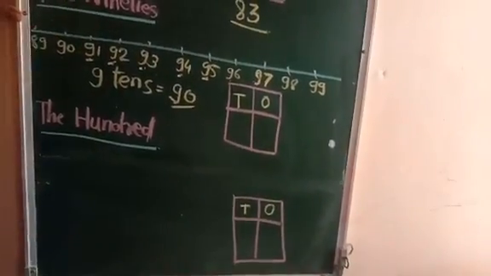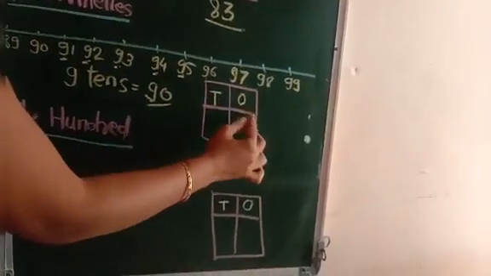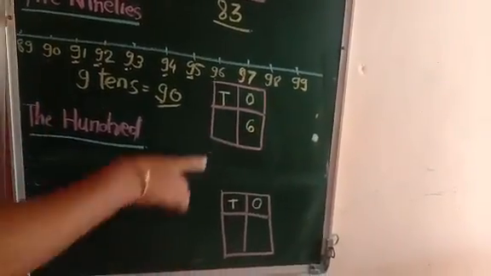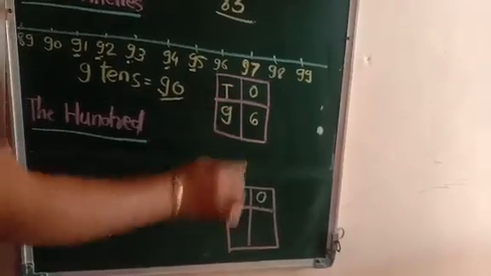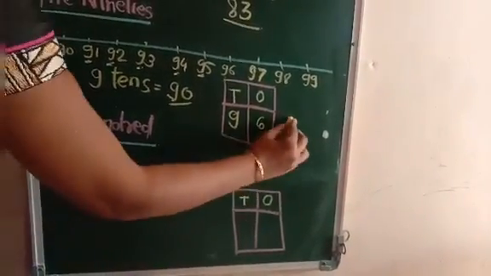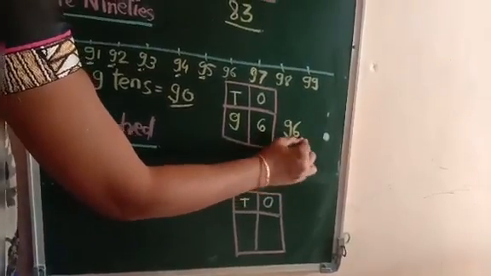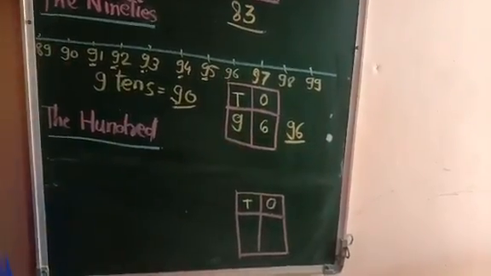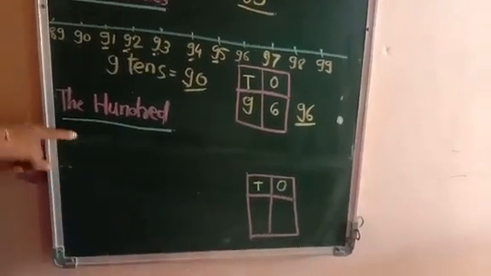Let's see one example. I write down 6 number on the ones place box and 9 number on the tens place box. So which number becomes? 96. It means 9 tens and 6 ones becomes number 96.